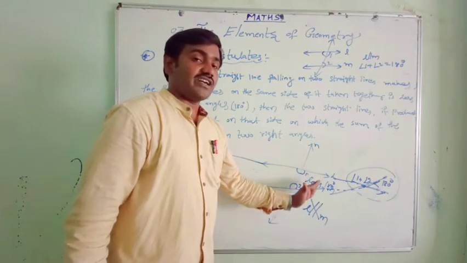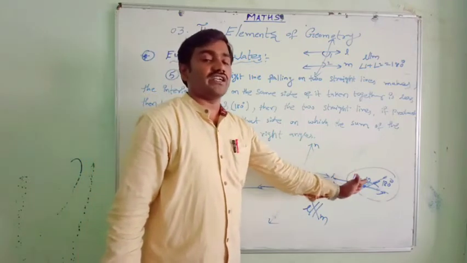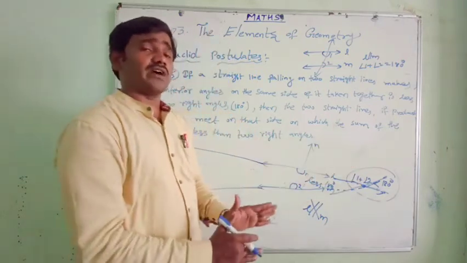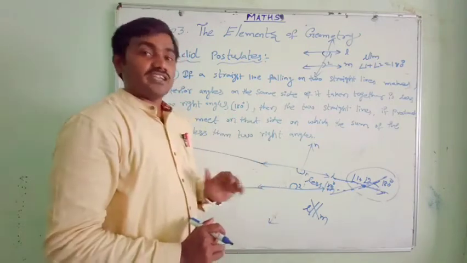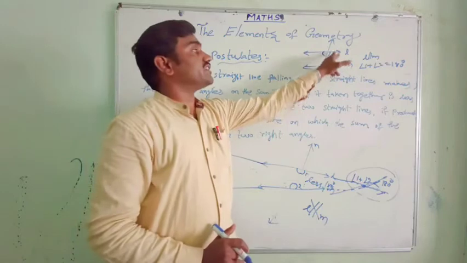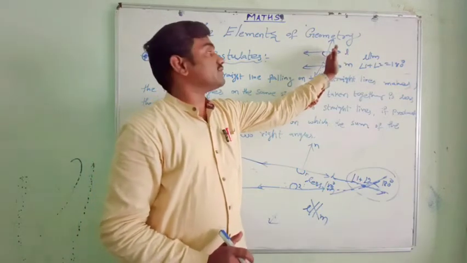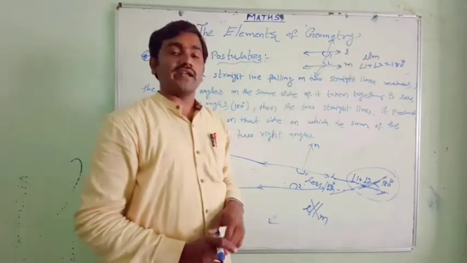Which side you get the less than 180 degrees, that side, if you produce the lines infinitely, they meet each other. Hence, we can conclude that the straight lines are not parallel lines. If they are parallel lines, the sum of the interior angles we get on the same side will be equal to 180 degrees.